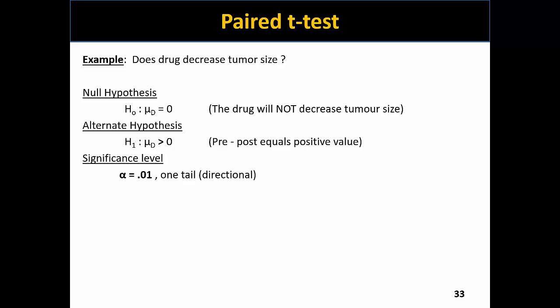We're going to choose an alpha level of 0.01 this time because we want a smaller degree of risk of committing a type 1 error. And because the question indicated that the study was looking for a decrease in tumor size, then we're going to apply a directional or one-tailed approach. We state the rejection rule.